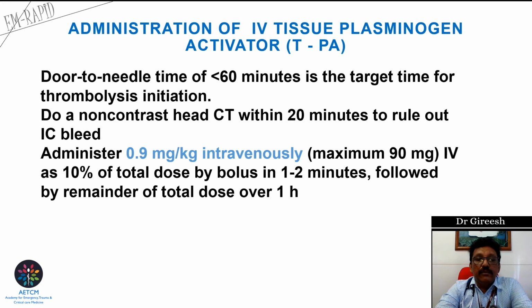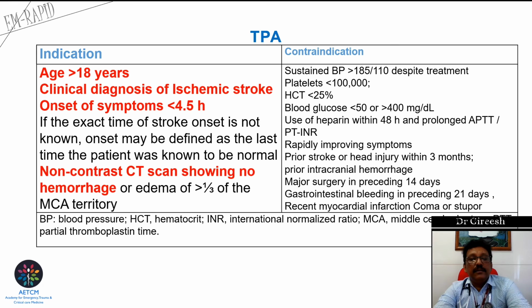10% of the total dose by bolus in 1 to 2 minutes, followed by the remainder of the dose in less than 1 hour. So tissue plasminogen activator should be given after a non-contrast CT, which rules out a bleed. The door to needle time has to be less than 60 minutes. If we go for an MRI, the MRI itself will take nearly 45 minutes. So we don't do MRI before thrombolysis. It is not a recommendation. MRI is not a standard recommendation in stroke.